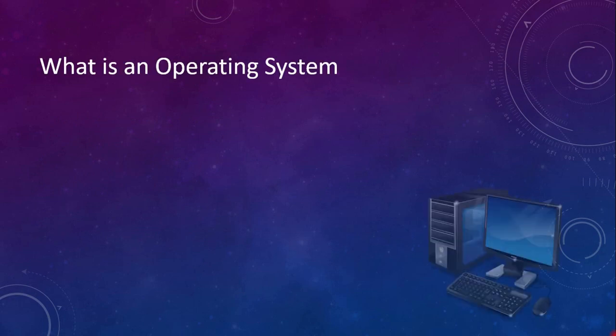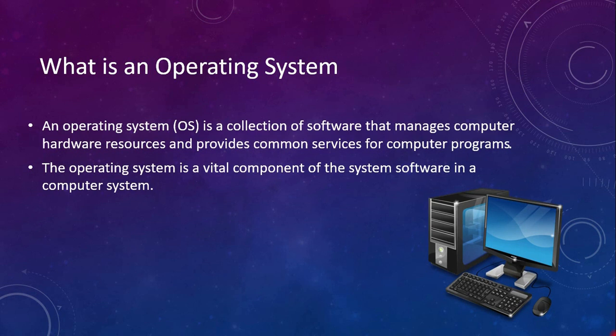What is an operating system? An operating system, or we can say OS, is a collection of software that manages computer hardware, resources, and provides common services for computer programs. So, operating system is just a collection of software that helps to create a user interface between the computer as well as the user. The operating system is a vital component of the system software in a computer system. So, without an operating system, you cannot use the computer. So, it is a very vital component of the computer. It is a kind of a bridge between the user as well as the computer.